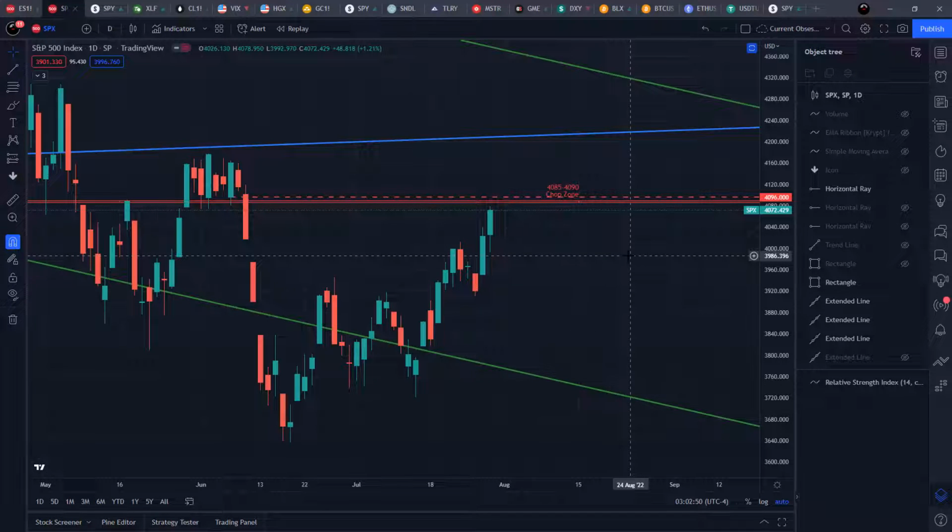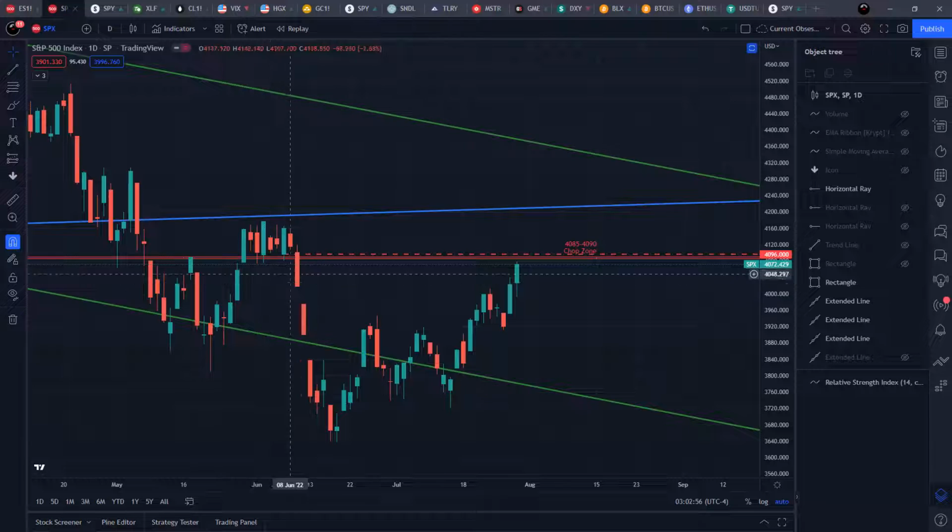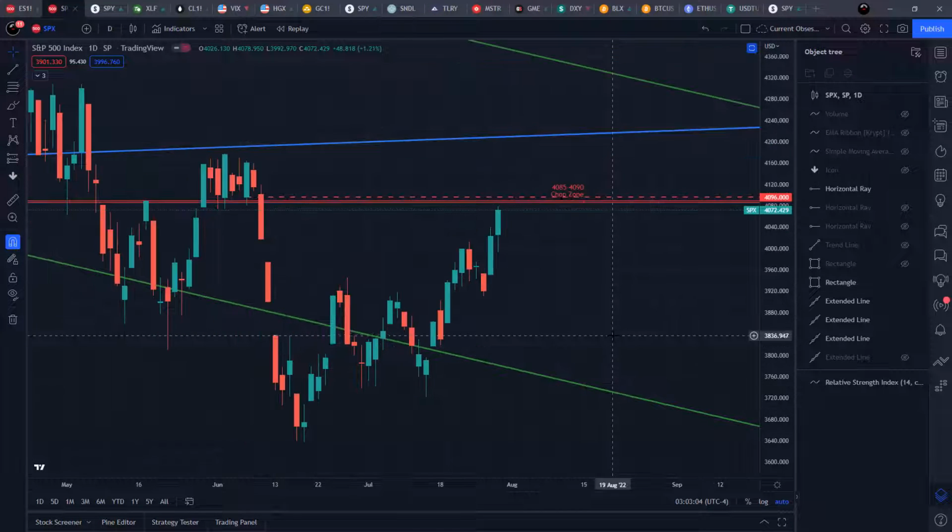the 40.95 area is roughly where there's a lot of difficulty. And that's right around where I have this line. I believe I drew it around here because it's a ray, not a line. So it starts here and goes to the right. So this is going to be one of those points of watching for me.